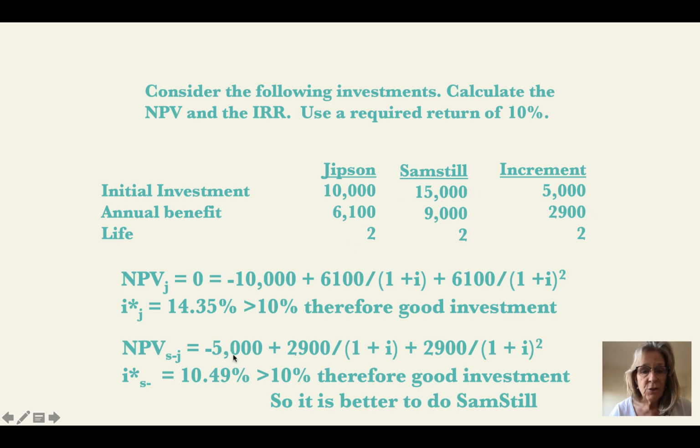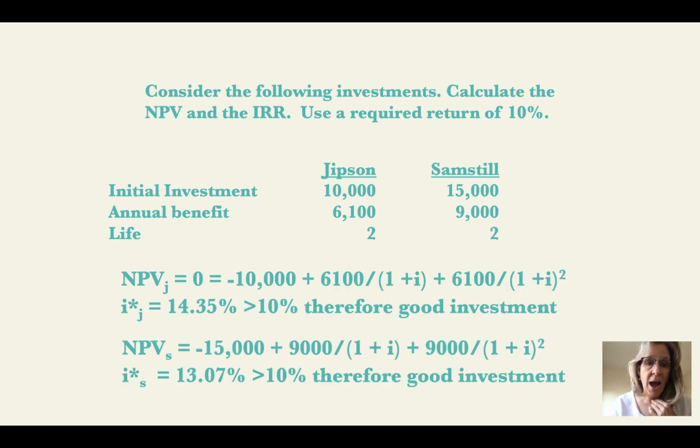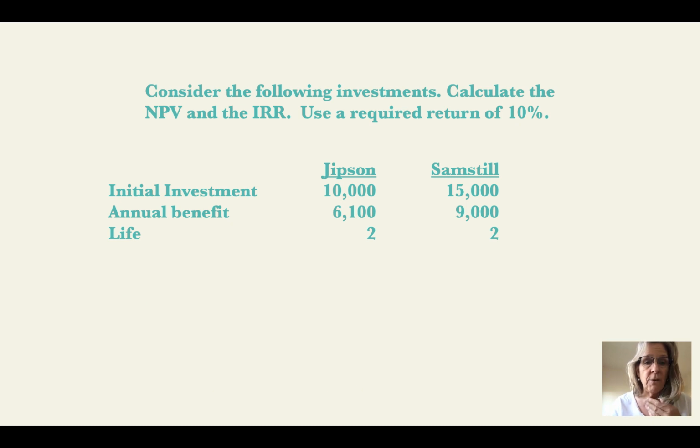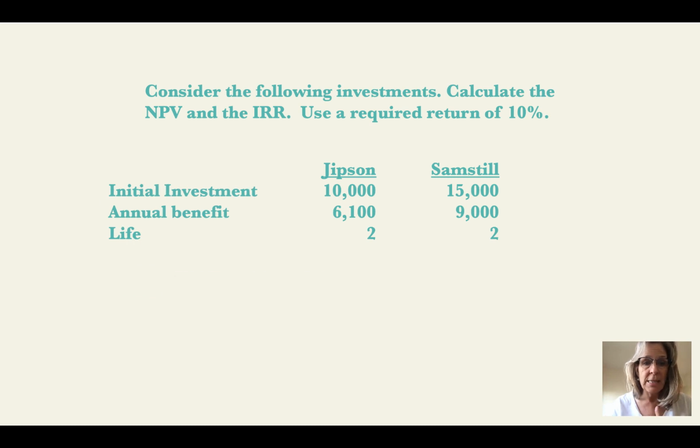So this extra $5,000 is a good investment. So we are going to invest in the Sam Still. And that's the correct way of doing that. Let's go back again and see that when we did this, we got a higher net present value for the Gibson, right? But we actually decided that Sam Still was a better investment. If we go back further and look at the net present value, Sam Still is a better investment. So if we use incremental analysis correctly, we'll get the same answer as the net present value.